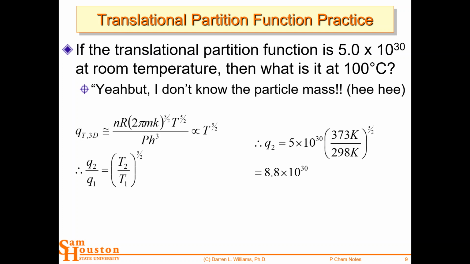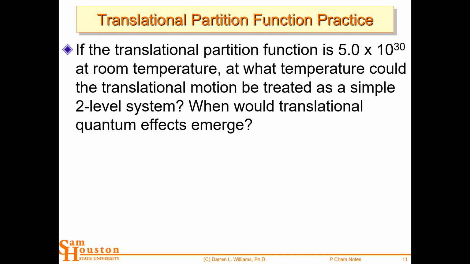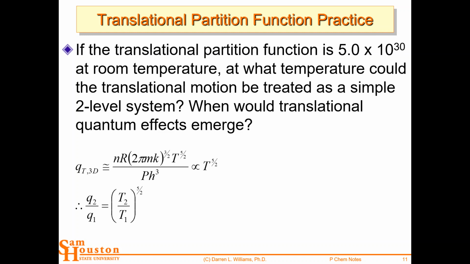It's the same problem, but let's now change Q and see what temperature does. Oh, so it's the same ratio. Yeah, it's the same ratio. So we just now flip this problem around. Let's go here. If the translational partition function is 5 times 10 to the 30 at room temperature, at what temperature would this become a two-level system? Would we start to see this quantum effect emerge? And so it's the same kind of problem.